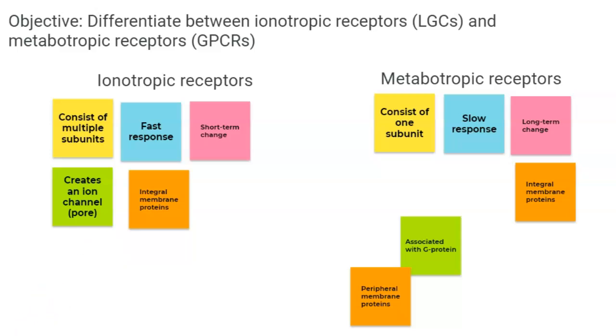So we've got the basics of those. This is a little bit more of a review, but I want to make sure everybody understands the big picture and the difference between these before we move on and talk about the specific ionotropic receptors first. And at the end, we'll talk about the specific metabotropic receptors.